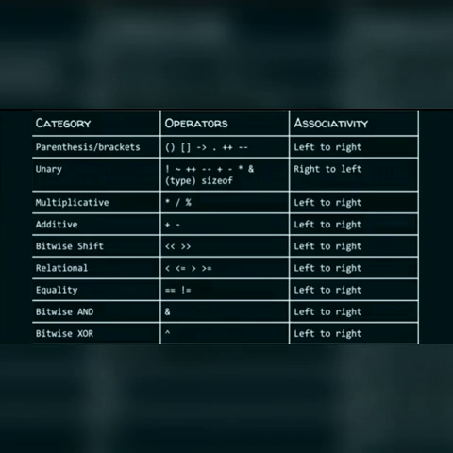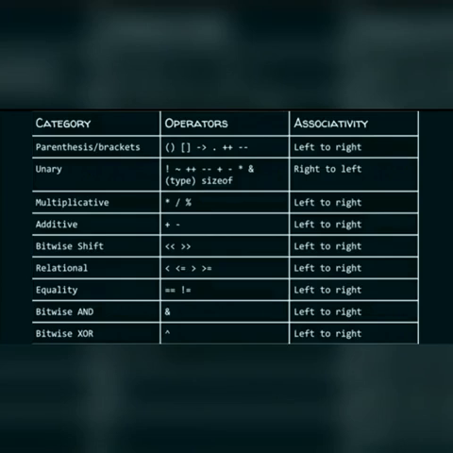Now let's look into the table that contains the precedence and associativity of all the operators to be discussed. The topmost set of operators have the highest precedence, while the bottom ones have the least precedence. First of all, we can see parentheses, brackets, member access operators, postfix increment and decrement operators. Parentheses are used in function calls, and member access operators are used to access the members of structures.